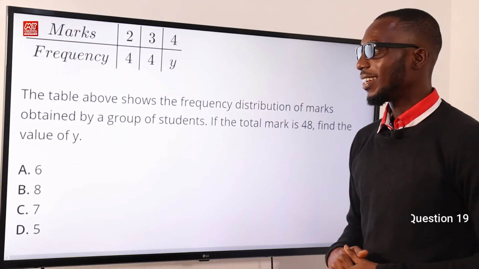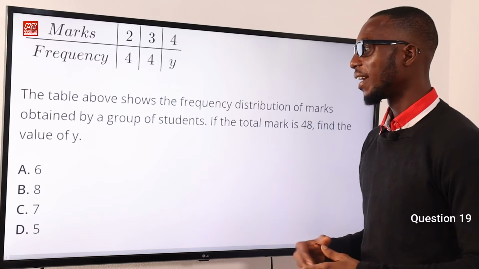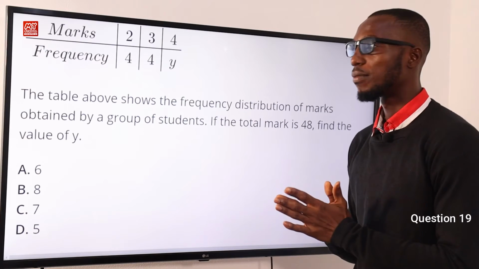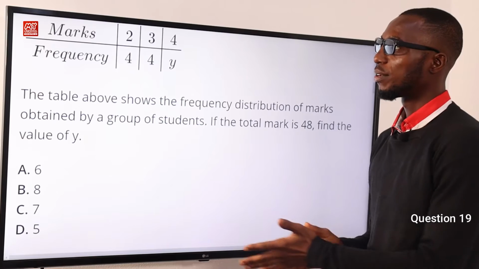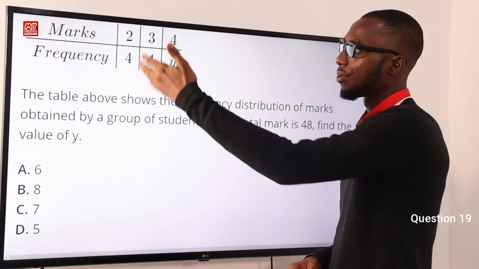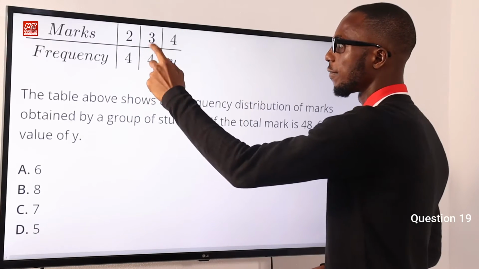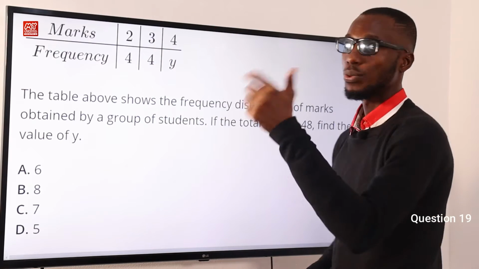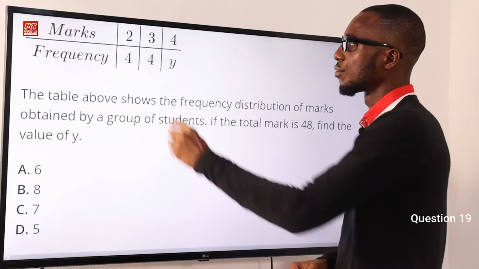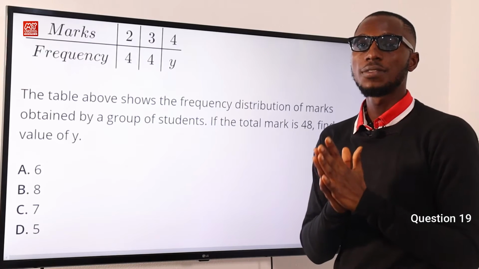Number 19. The table above shows the frequency distribution of marks obtained by a group of students. If the total mark is 48, find the value of y. To get the total mark, we have mark 2 scored by 4 people, so that is 4 times 2, that is 8. For this mark, we have 3 times 4, that is 12. So 12 plus 8 already gives you 20. Then this is 4 times y, that is 4y, so 20 plus 4y.